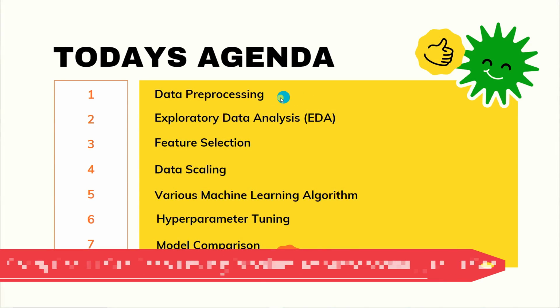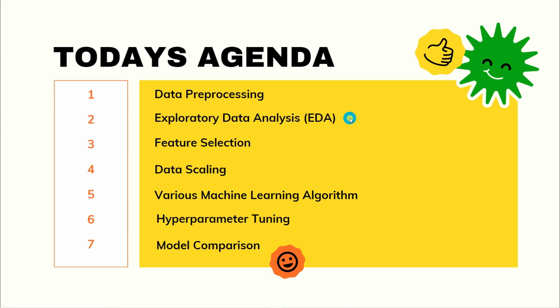First, we are going to discuss data preprocessing. Then we have the EDA, also called exploratory data analysis. Then we have feature selection in order to select some of the best features from our data set. Then we have data scaling, also called the standard scaler. Then we have the various machine learning algorithms. We're going to apply various machine learning algorithms and try to predict.